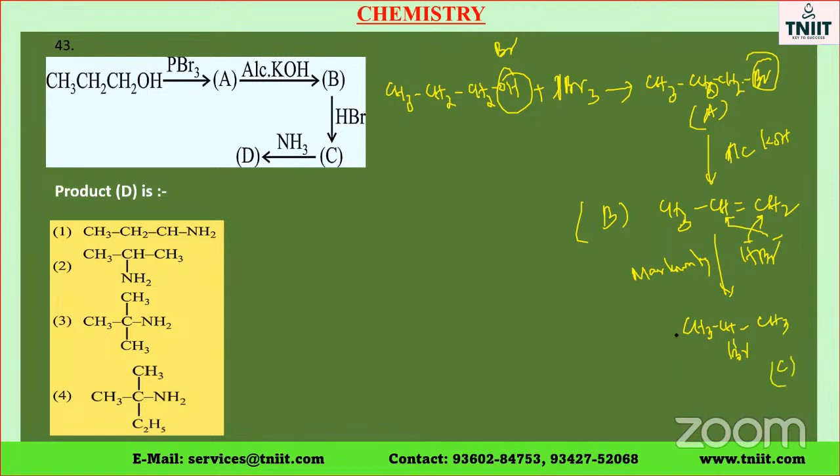When you allow it to react with ammonia, one of the hydrogens of ammonia, I'll write like this for our understanding, so this H and Br get eliminated. In place of Br, NH2 goes. So we get CH3, CH, NH2, and CH3. Therefore, the answer for this question is option 2, the second option. So it is an amine.